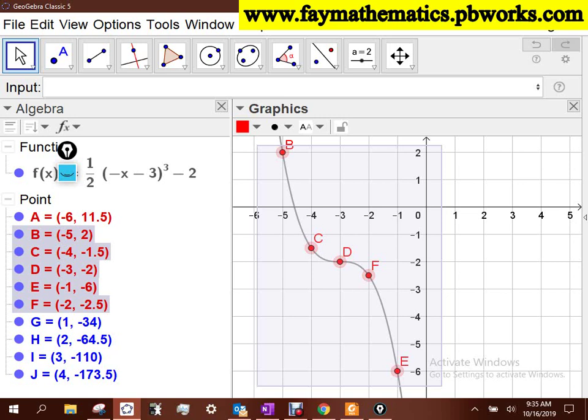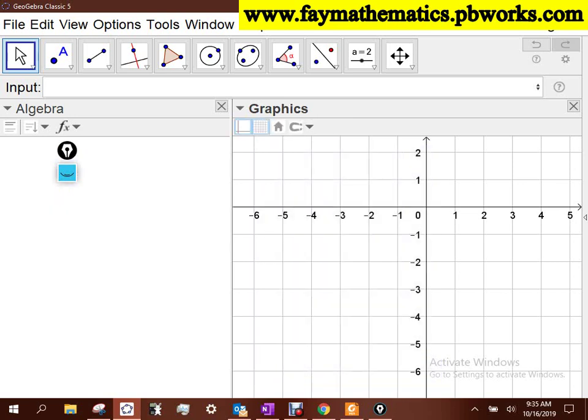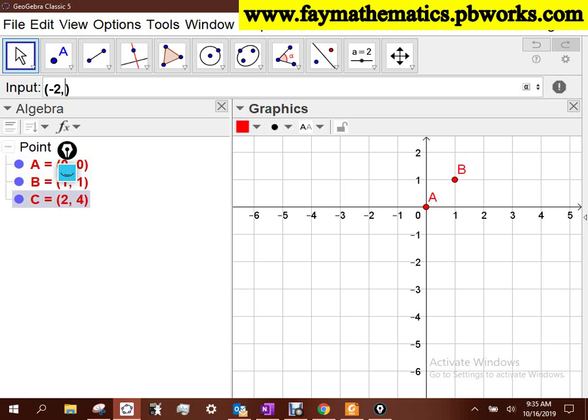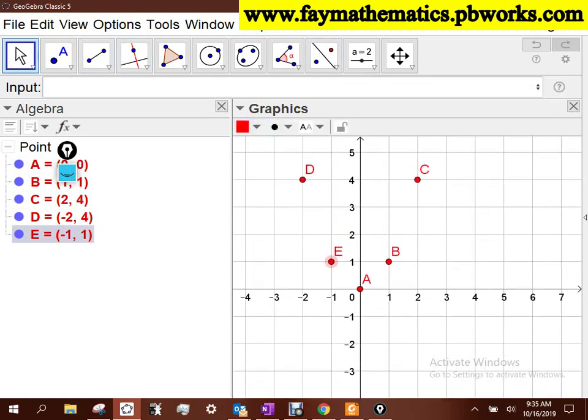Yes, sir. Okay, I want to do one more, because I talked about this yesterday and I said I'd show you this idea. If I start with (0, 0), (1, 1), (2, 4), (-2, 4), (-1, 1), what graph am I talking about here with those ordered pairs? That's x squared, okay?